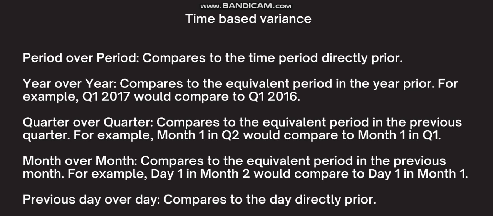For example, month 1 in Q2 would compare to month 1 in Q1. Month over month, that compares to the equivalent period in the previous month. For example, day 1 in month 2 would compare to day 1 in month 1. And day over day, that compares to the day directly prior.